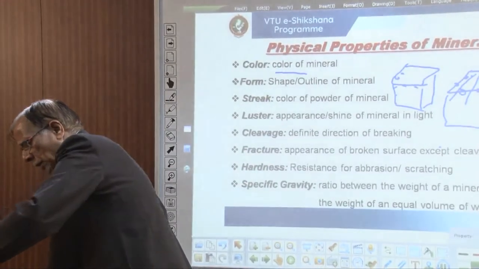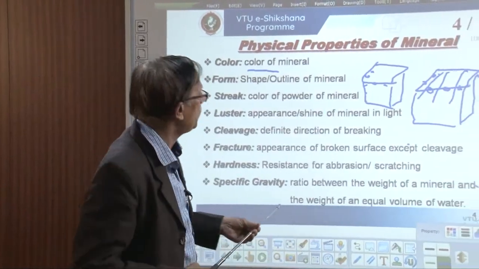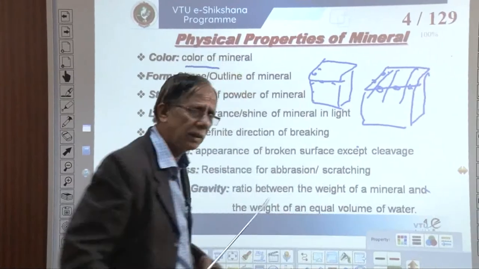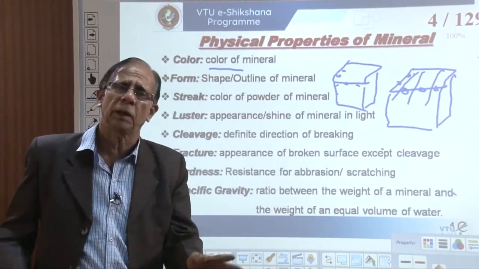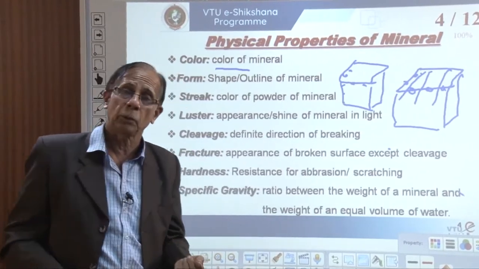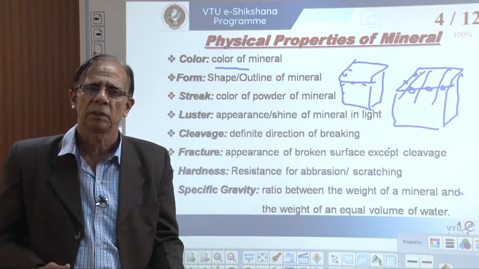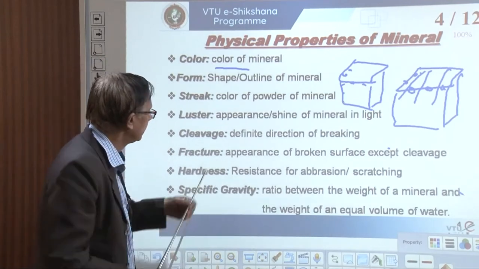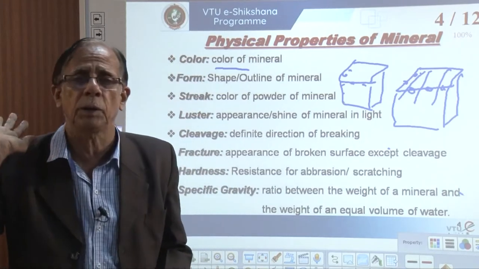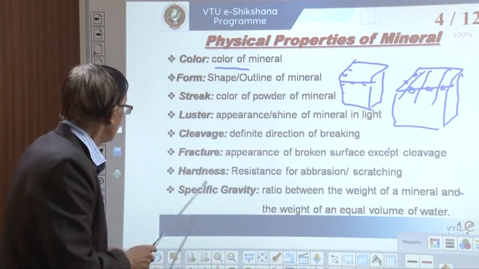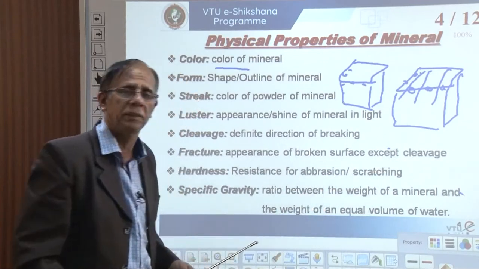Yes, I have one more problem now. Suppose a mineral has cleavage in all three directions. In all three directions, it has weak atomic bonding and breaks into a plain, smooth, shining surface. Then what is a fracture? Fracture is a broken surface of a mineral. It appears as a broken surface except the cleavage.